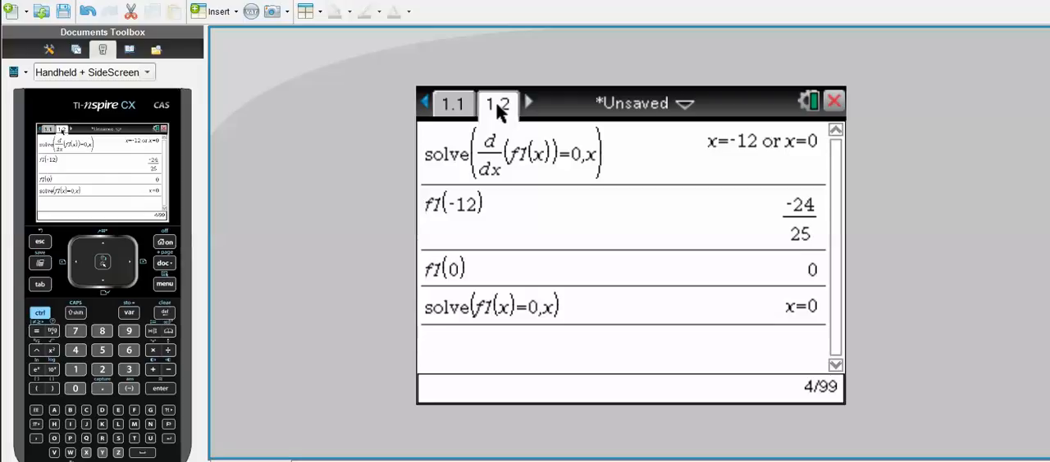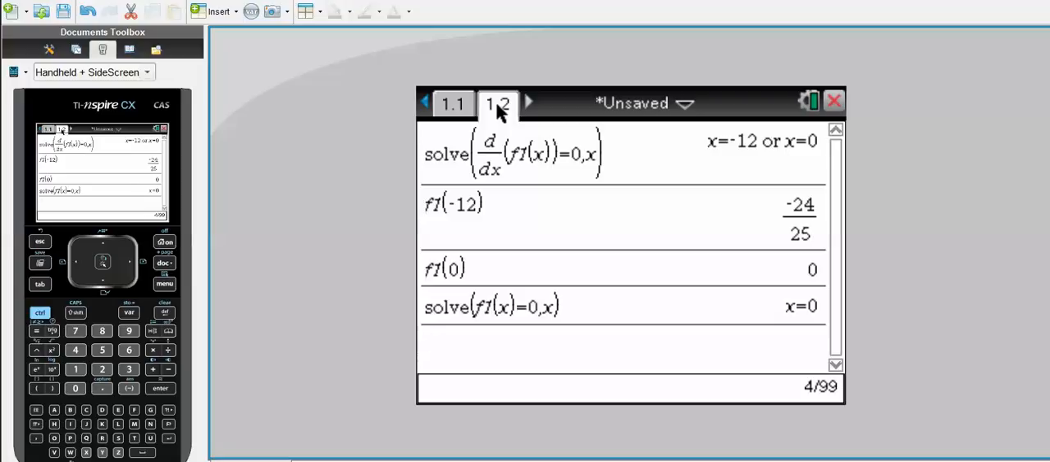And I need to find the y to go with it, so I've just put the x coordinates back into the function. I've said what's f1 of x when x is minus 12, so f1 minus 12, enter, gives me minus 24 over 25. So my first coordinate is going to be minus 12, minus 24 over 25. f1 0 gives me 0, so my second turning point is 0, 0.